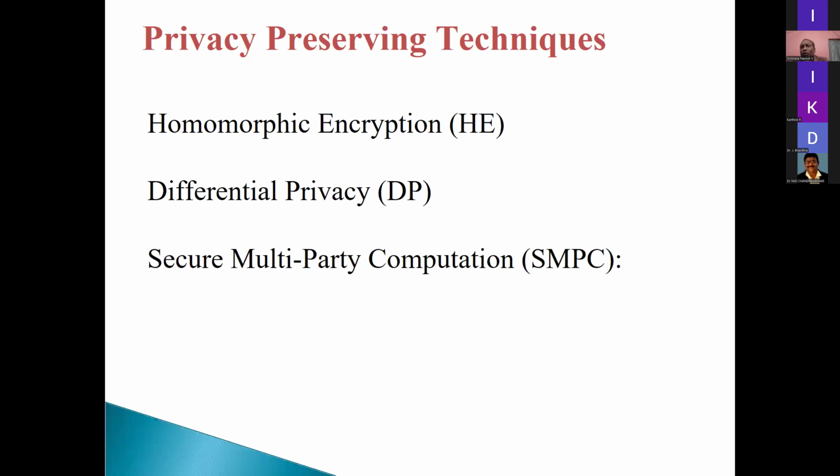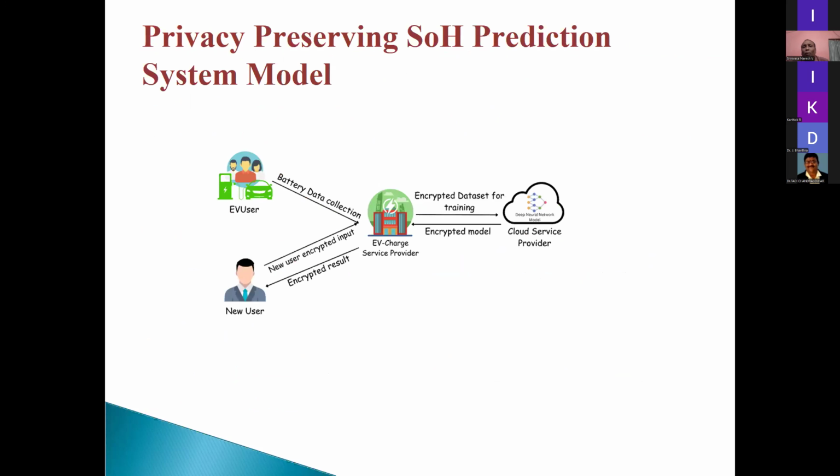So here we already discussed homomorphic encryption. Now we can apply this homomorphic encryption to state of health prediction. See here, in state of health prediction, we have entities: one is the electrical vehicle user, the other is the cloud, and here the EV charge service provider. The EV charge service provider will collect the battery data from various users, and he will build a data set. But because privacy is needed, they won't give the data set directly to the cloud. They will encrypt the data set and give it to the cloud. Then the cloud will build an encrypted model. I already explained this. The encrypted model will be with the EV charger. If any new user gives data, this EV charge service provider will test it, and it will predict. Fine.